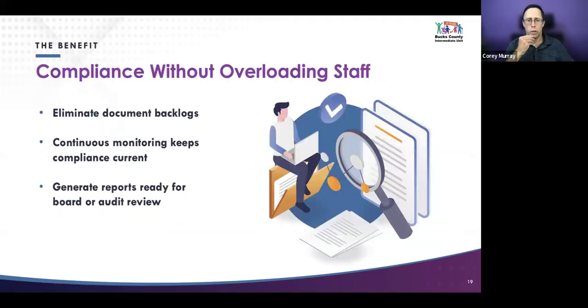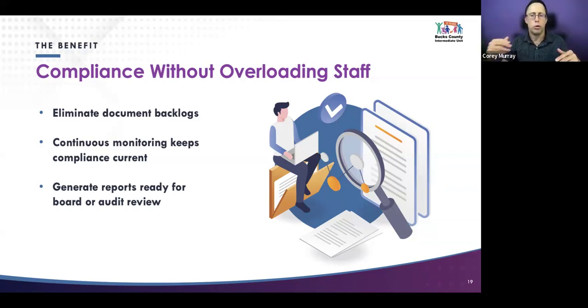So let's talk a little bit about compliance without overloading our staff, right? I think we talked about this thing where you can feel like a deer in headlights. Even though we got some more time, the time is ticking, and there are a lot of documents out there. Well, this is going to help us do a couple of things well. We're going to be able to eliminate those document backlogs, which we mentioned are growing every day.